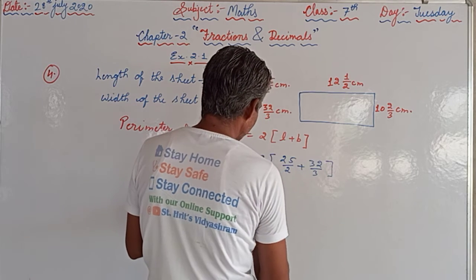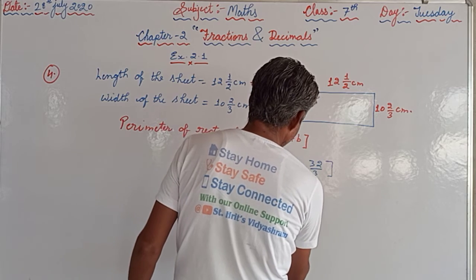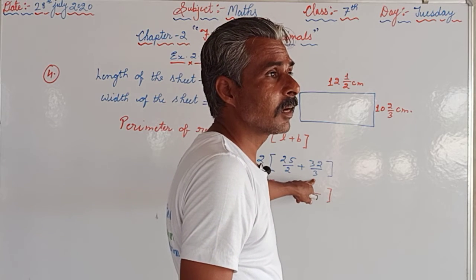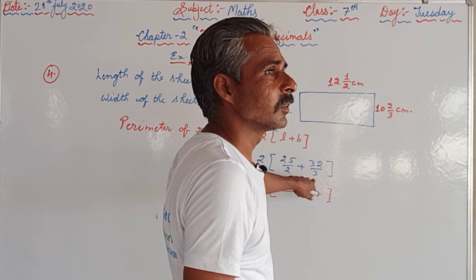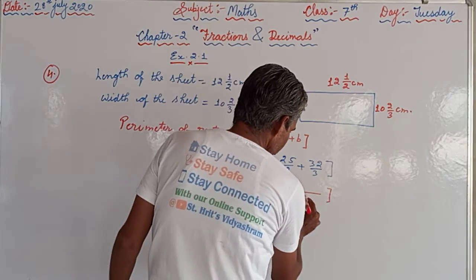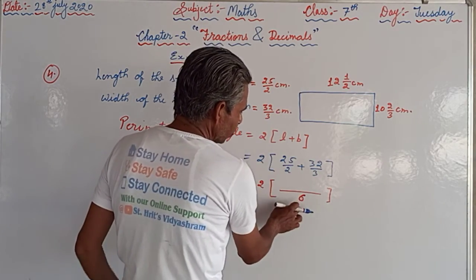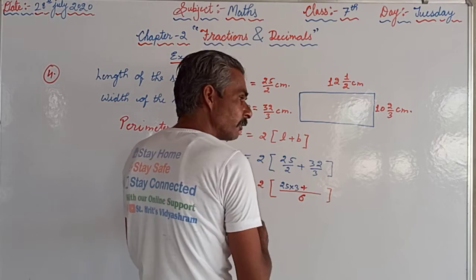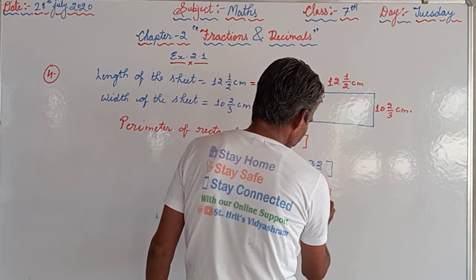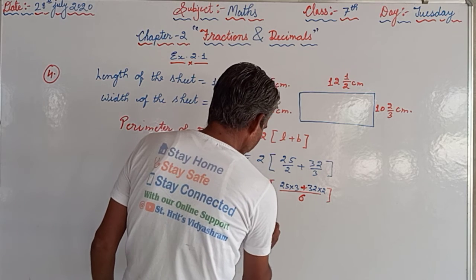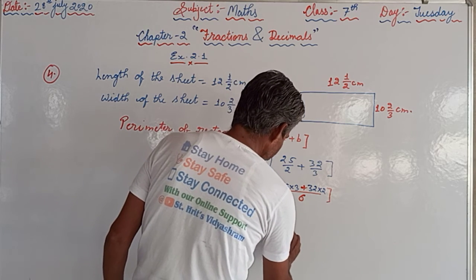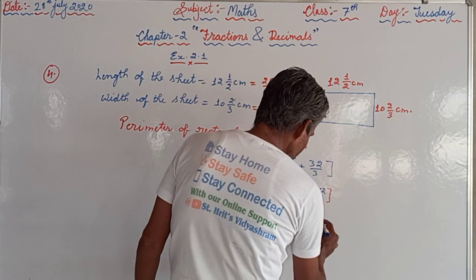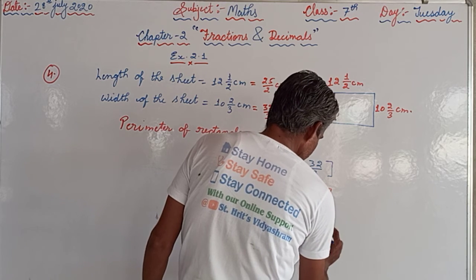So first of all we have to find the LCM of the denominators, that is 2 and 3. 2 and 3 are prime numbers. So if the numbers are prime, then their LCM will be their product, means 6. So 2 divides 6, 3 times, means 25 into 3, plus 3 divides 6, 2 times, 32 into 2. So we will get 2 into 25, 3 is 75, plus 32, 2 is 64 upon 6.